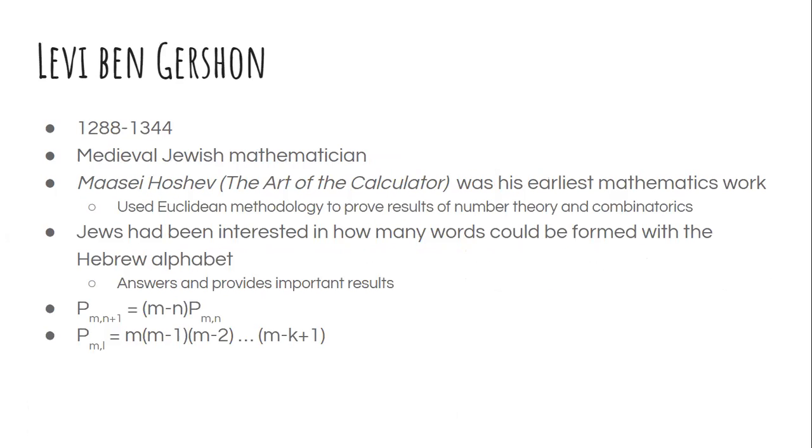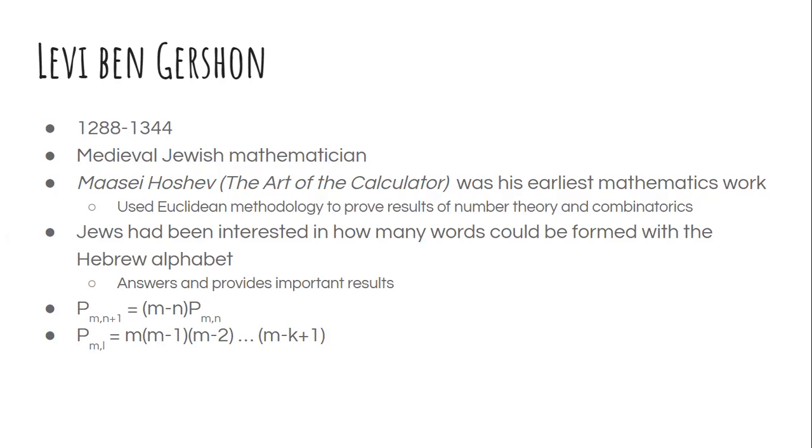So then we have to talk about Levi Ben Gershon, who was born in 1288 and died in 1344, so a little bit after our last person, but he was the foremost medieval Jewish mathematician. His earliest work was Maasei Hoshev, the Art of the Calculator. That is a book that used Euclidean methodology and essentially mathematical induction in order to prove numerous results in number theory and in combinatorics. So that's how we kind of got into that.